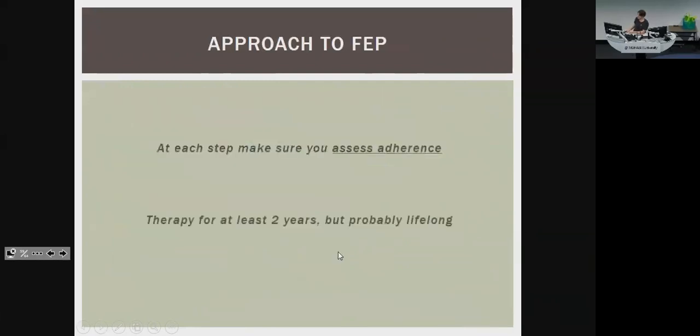Yeah, good. Each step along the pathway, make sure you assess adherence, because chances are they don't actually have treatment-resistant schizophrenia. They're probably just not taking it because they've got poor insight. Consider the need for a depot antipsychotic as well. That means you know the patient is getting their antipsychotic. Therapy lasts for at least 2 years, but probably lifelong, okay?